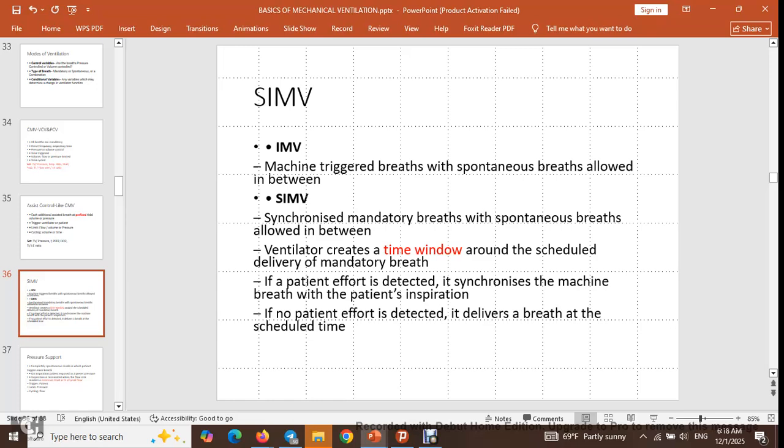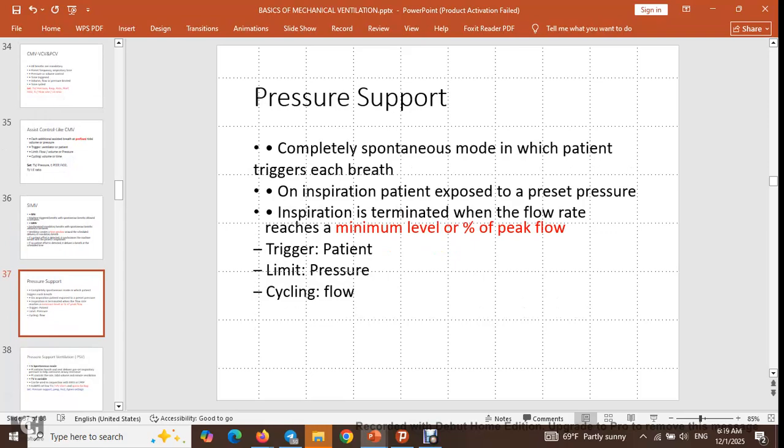In intermittent mandatory ventilation, the machine triggers breaths and spontaneous breaths are allowed in between, so there will be a chance of asynchrony. That's why SIMV was invented, to avoid this asynchrony. But it has even more fatigue, more increased metabolic rate, and it can cause harm to the patients. So this is what the research suggests.